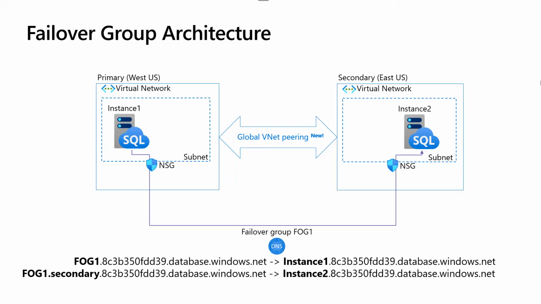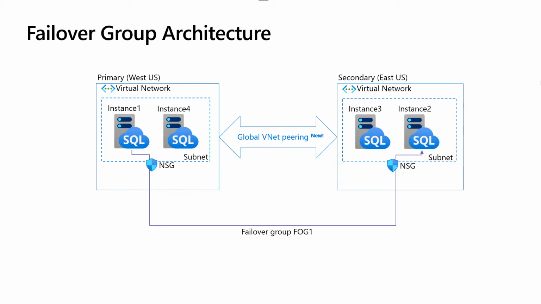Bear in mind, though, that there is so-called time to live, a period of time during which DNS records are being cached on the client side. So until this cache expires, existing connections will not be able to connect to the new primary. However, any newly established connections will go directly to the primary. We are not talking about the pooled connections here, of course.